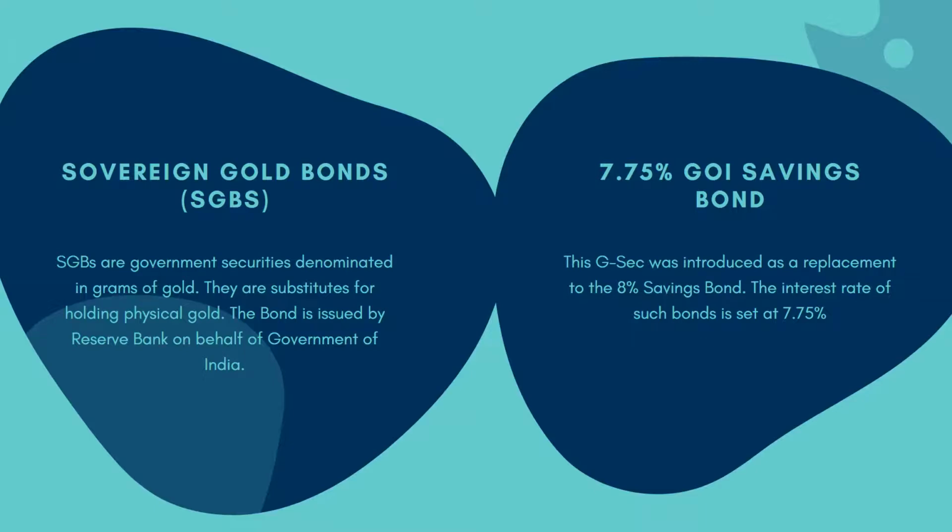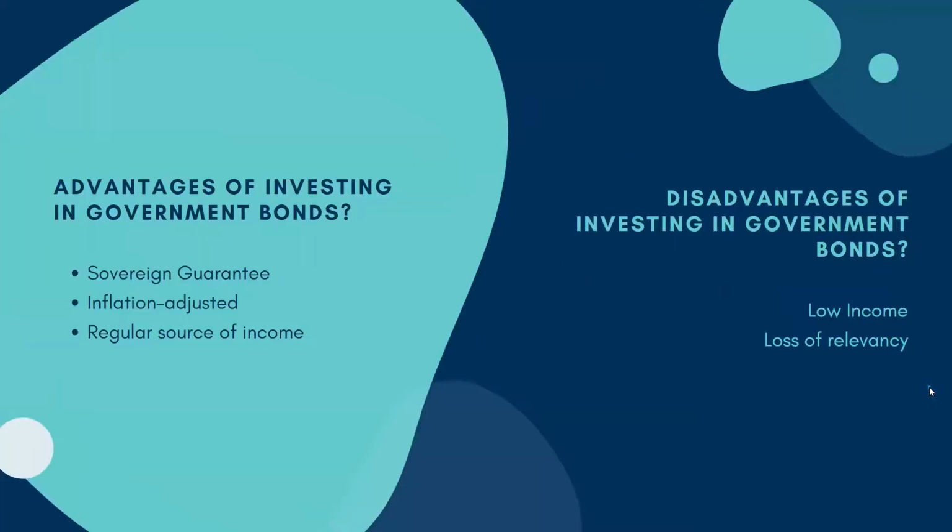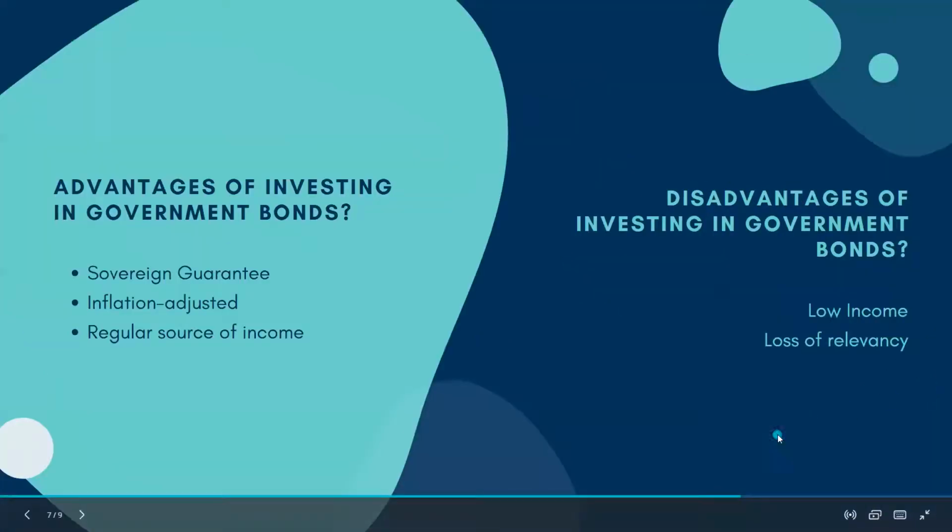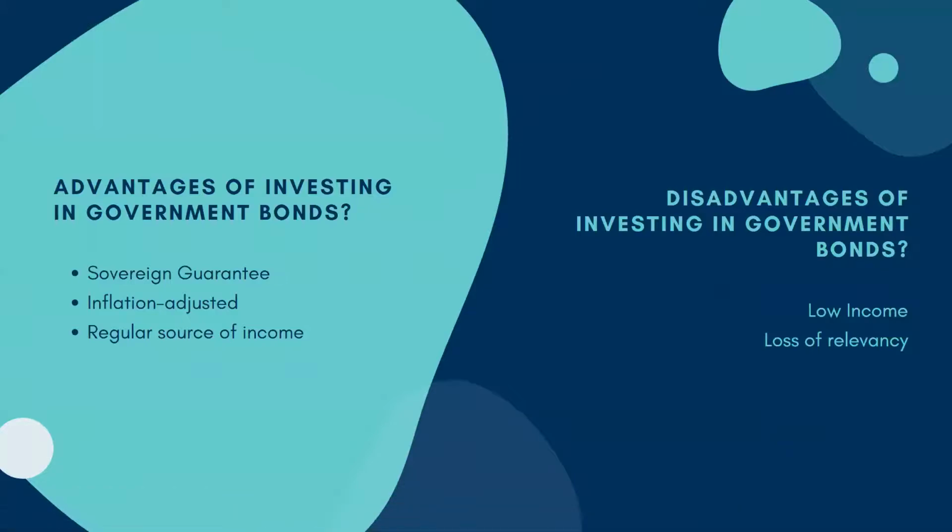So I hope there are other more types of government bonds. I tried to explain the first four types of bonds. So I'm going to the next point: what are the advantages of investing in government bonds?